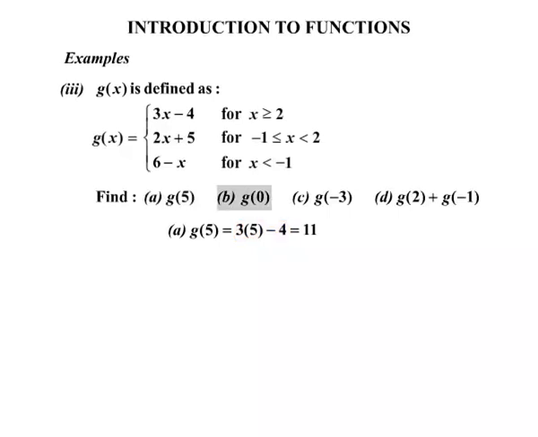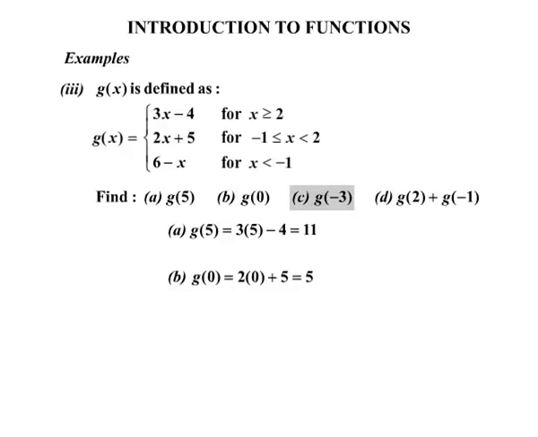The next one, g of 0. So let's write that down. Now the x has been replaced with a 0. So our x value is 0, so it would fit within there, wouldn't it? Minus 1 less than or equal to x, less than or equal to 2. Well, 0 fits somewhere in between there. So as a result, we're going to be using this second rule. So using that second rule for x is 0, we substitute, we get 2 times 0 plus 5, and that works out to be 5.